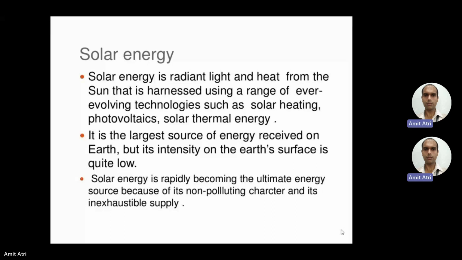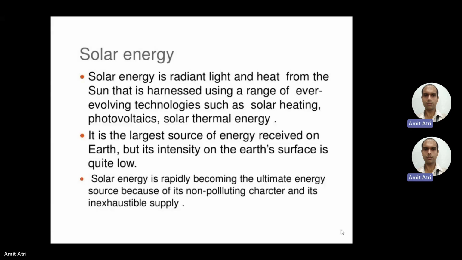Solar energy is the largest source of energy received on earth. But its intensity on the earth's surface is quite low, meaning it is diffused and scattered. Solar energy is rapidly becoming the ultimate energy source because of its non-polluting character and its inexhaustible supply. Fossil fuels are useful only as long as their stocks are available, and when their stocks are exhausted, we won't have these fossil fuels. So we have to search for an alternate energy as well.